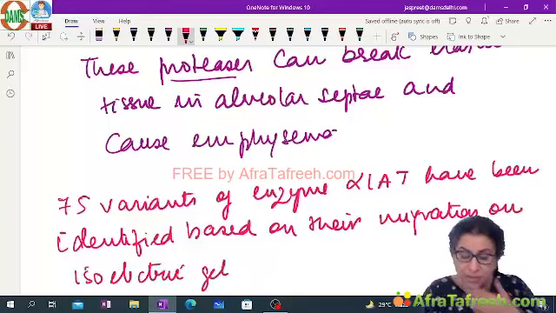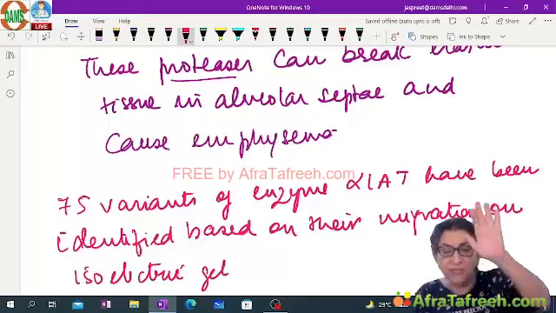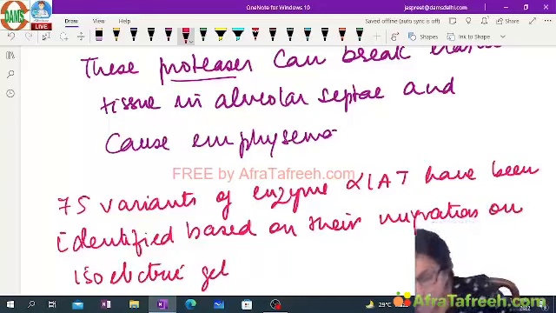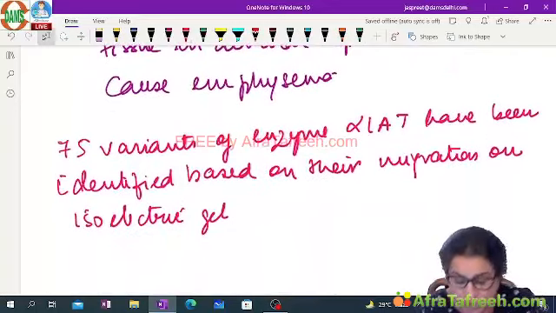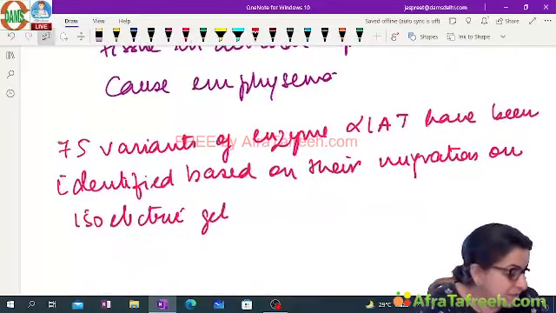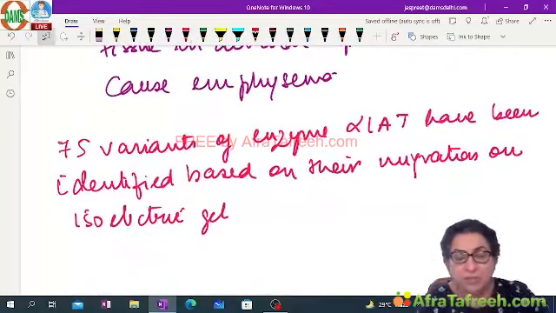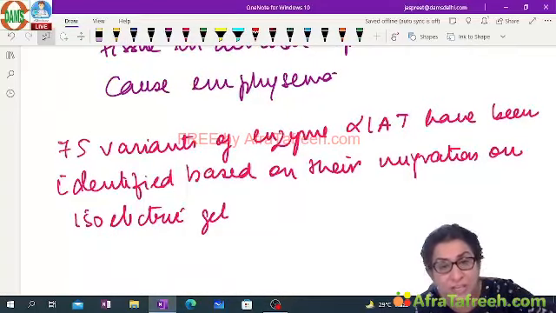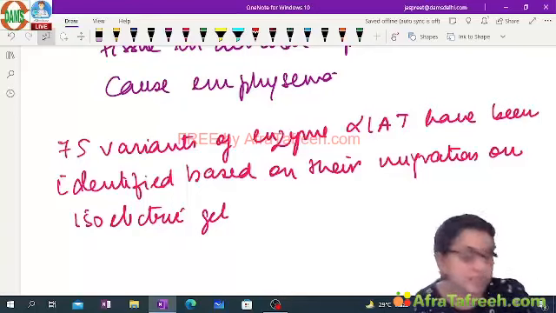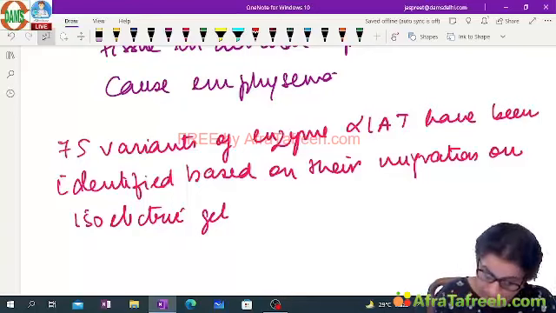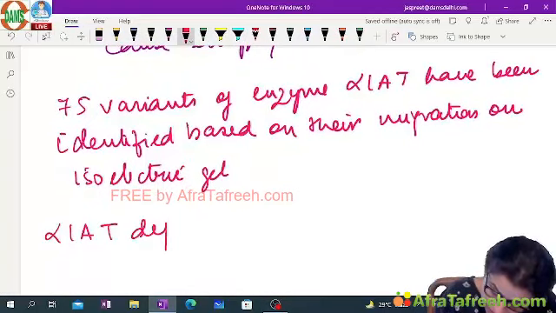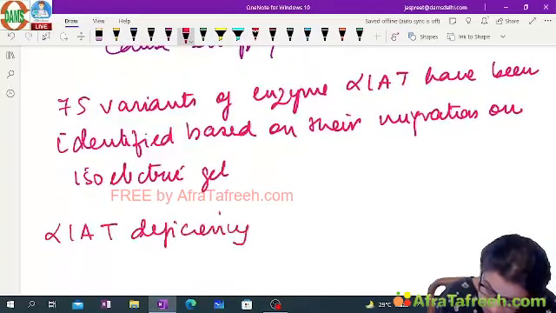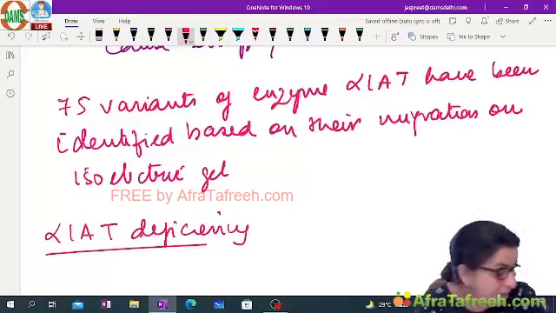So based on their migration on isoelectric gel, we have identified 75 variants of alpha-1 antitrypsin. In the 75 variants, we have normal variants and we have variants which are called deficiency variants also. Okay. Now with this background, let us look at alpha-1 antitrypsin deficiency.